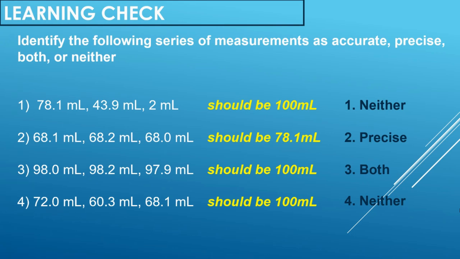And then in our last example, we have 72.0, 60.3, and 68.1. That's a lot closer than our first example, but it's still really not grouped together very well. So that is not precise. And we were looking for 100, so that's too far off. So this is neither accurate nor precise data.